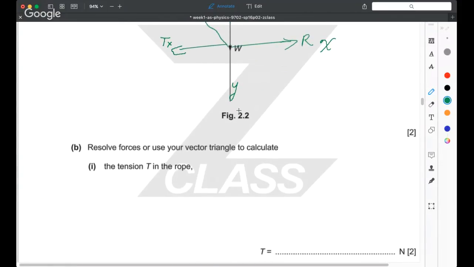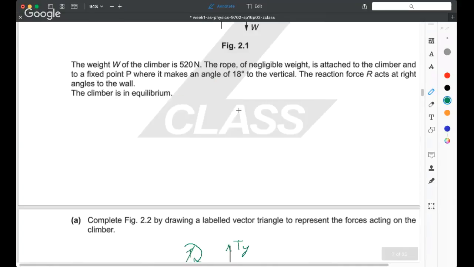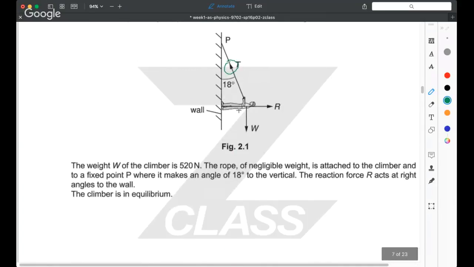So the tension is there. T cos 18 is W, the upwards force equals the downwards force. So W is T cos 18.